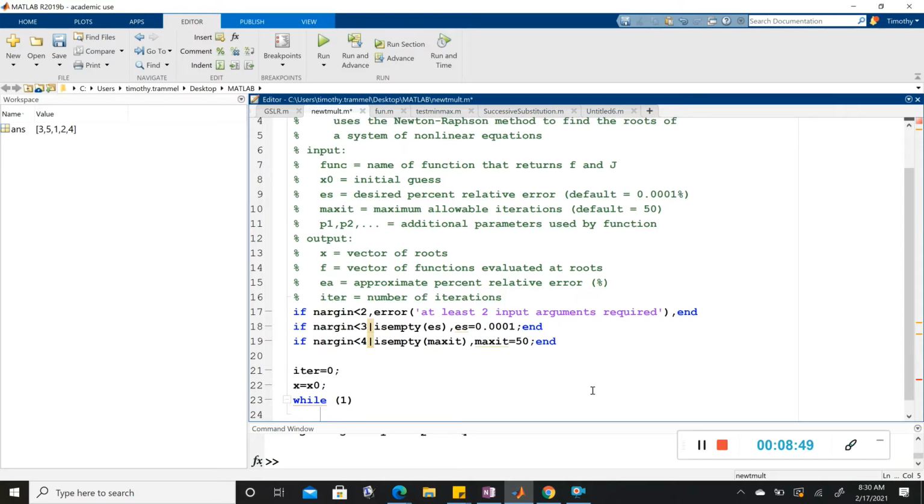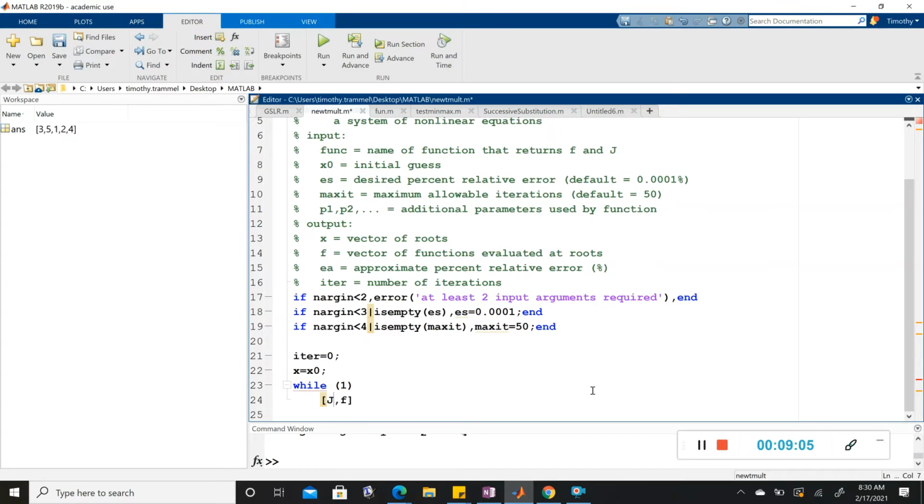The first thing that we're going to want to do is produce our Jacobian and this function f, which again will just contain f1, f2, f3, f4, however many functions that we need. So J will be a matrix, and f will be a vector of functions. And this is going to come from func of x, varargin.